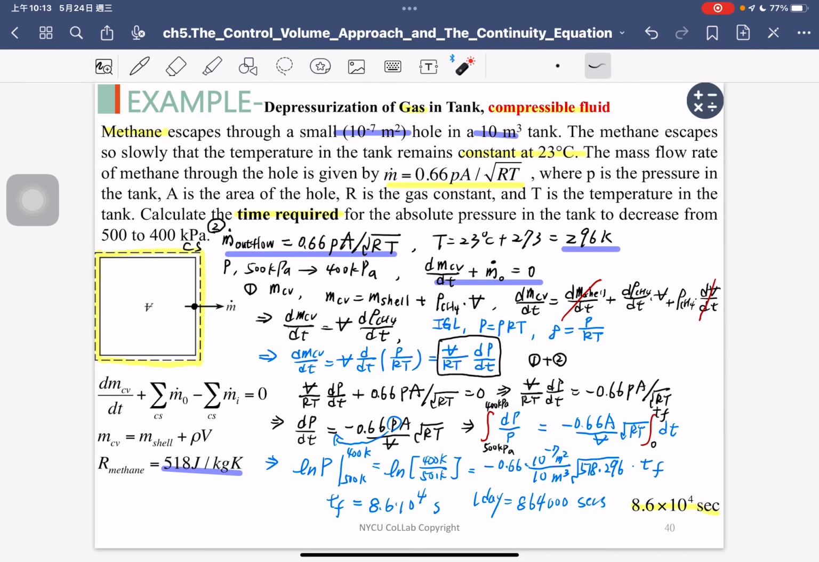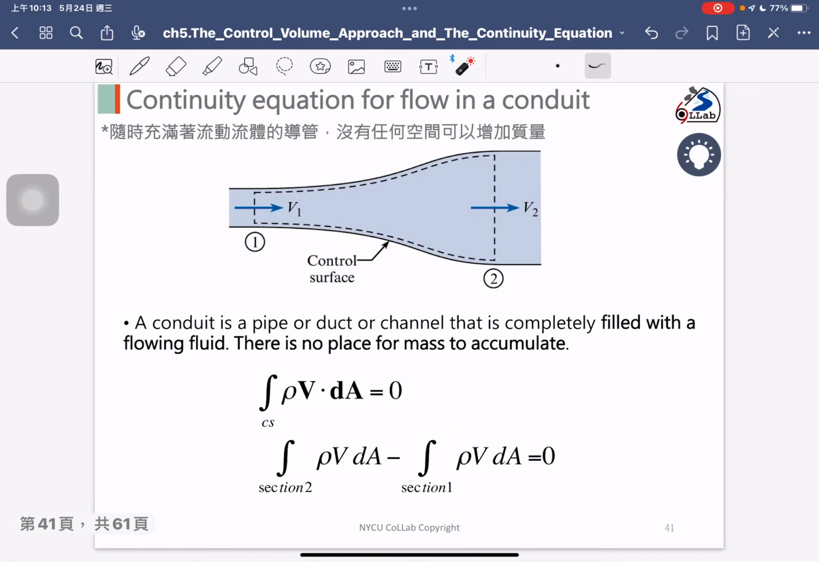Okay, so the two exercises we practiced are related to integration problems. Sometimes we need to answer how long or how large the time required is to satisfy certain conditions. But on the following slide we move to a different topic. Right now we want to apply the continuity equation, but the condition changes to pipe flow.